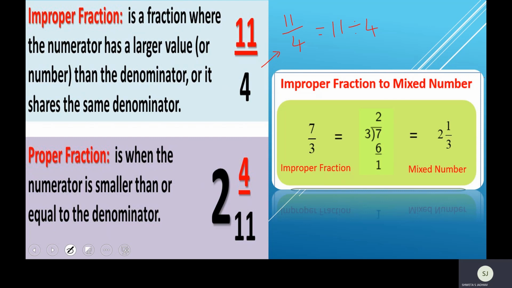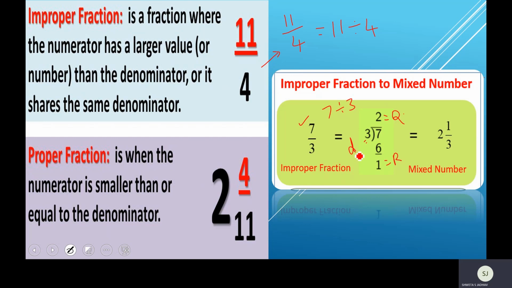I'll show you how. Now one more example I have given here, 7 by 3. This 7 by 3 is nothing but 7 divided by 3. So when you divide 7 by 3, you get 2 as quotient, 1 as remainder, and 3, as we know, is the divisor. So when we are converting this into mixed fraction, we need to have a remainder. Then only we can convert improper fraction into mixed fraction.